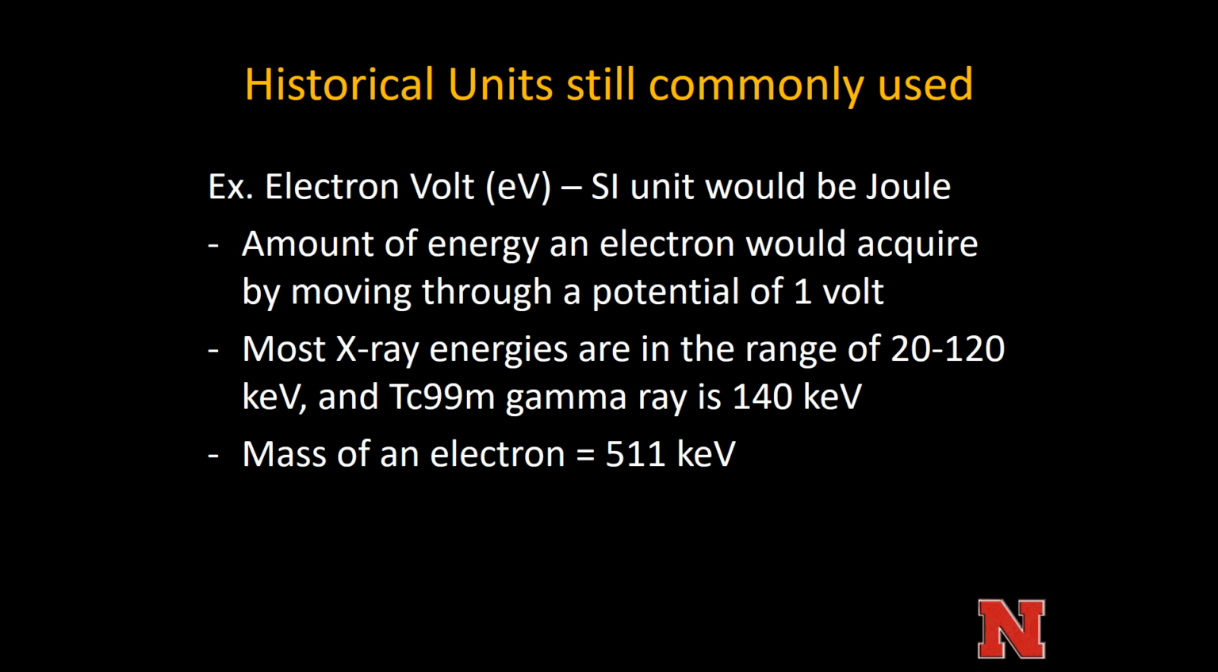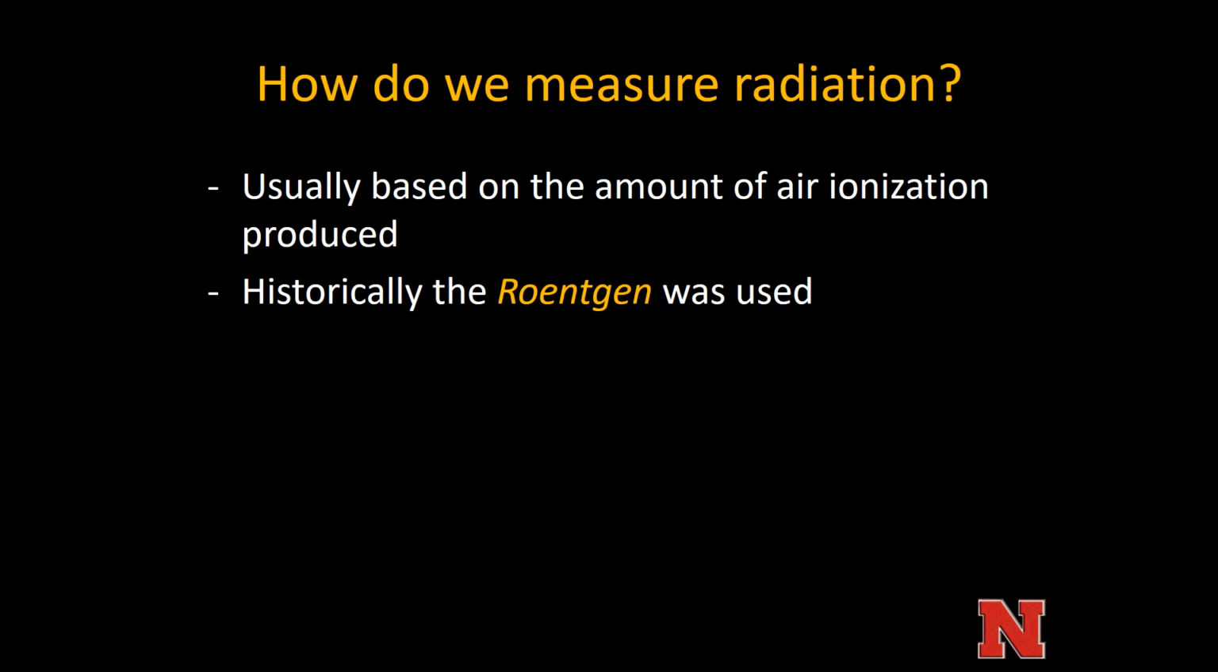The mass of an electron is 511 keV. So if you think back to, that's kind of what a positron is, 2 511 keV photons going in opposite directions. So that's not a coincidence, right? So if you look at it, most of our diagnostic imaging has detected things between 20 to 140 kiloelectron volts. An exception would be like a PET scanner, which is detecting things at 511 keV.